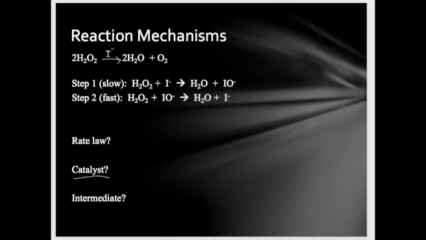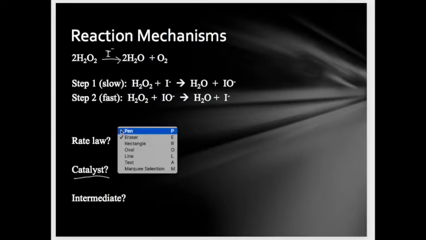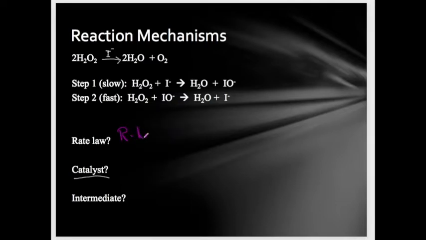Okay? So first thing I want to do is write the rate law for this, where the rate law is going to come from the slow rate determining step, isn't it? So I'm going to say that R equals K, and my rate law is just going to come from the stoichiometry of the rate determining step, which looks like it's going to be H2O2 raised to the first power, and then I minus raised to the first power as well.